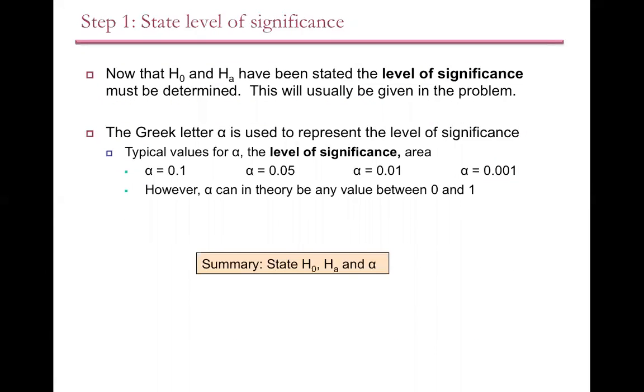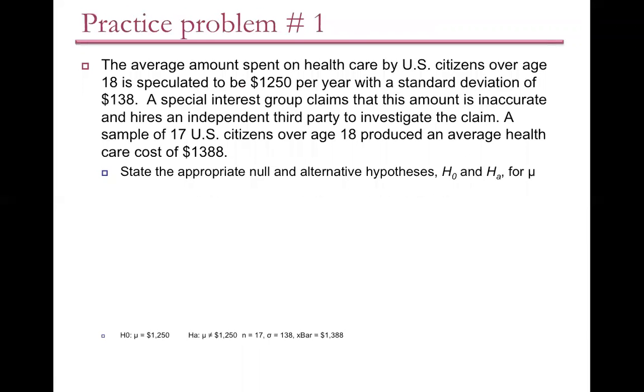Okay, and our level of significance, like I was saying, is a small number: 0.1, 0.05, 0.01, etc. So in theory, alpha can be any number between 0 and 1, but nothing else. It can't be outside of 0 and 1. It can't be greater than 1 or less than 0. So here's a specific problem that we can look at to see how to solve.